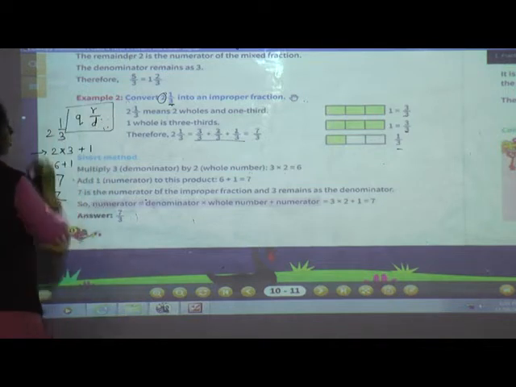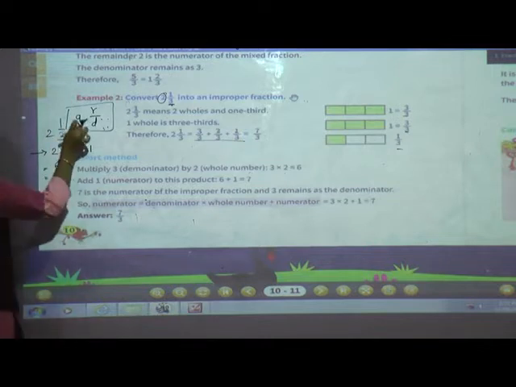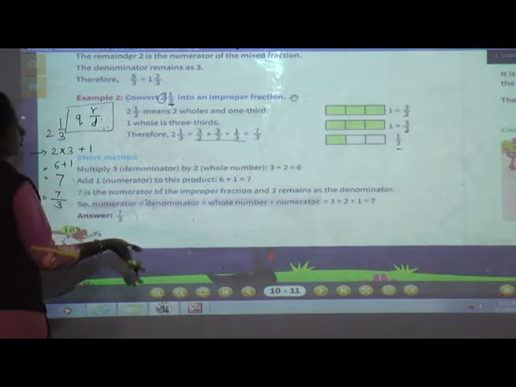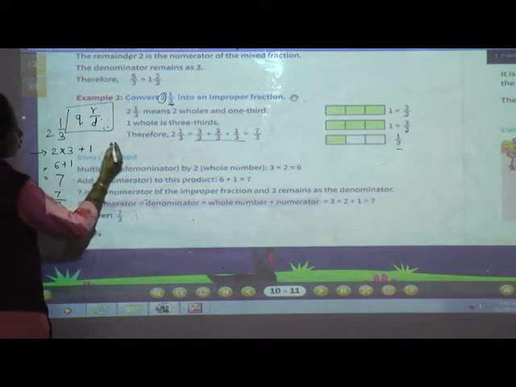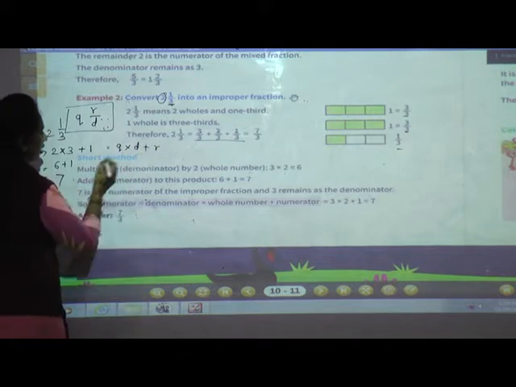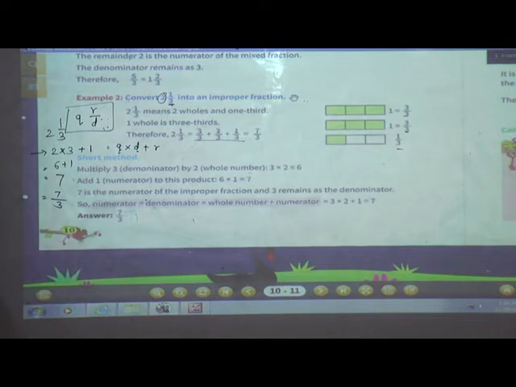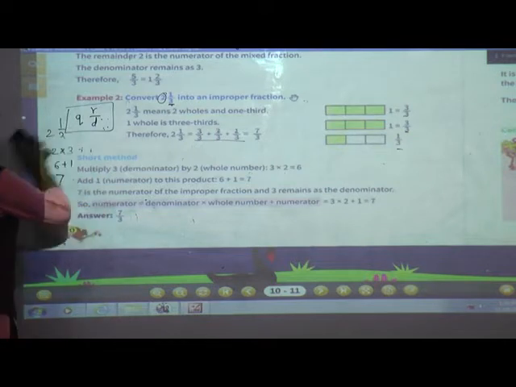Remember this first, and when you want to convert an improper fraction into a mixed fraction, you have to use this. And if you want to convert the same mixed fraction into an improper fraction, what you have to do is Q multiplied by D plus R. Q stands for quotient, D stands for denominator, R stands for remainder. Is that clear? Very good.